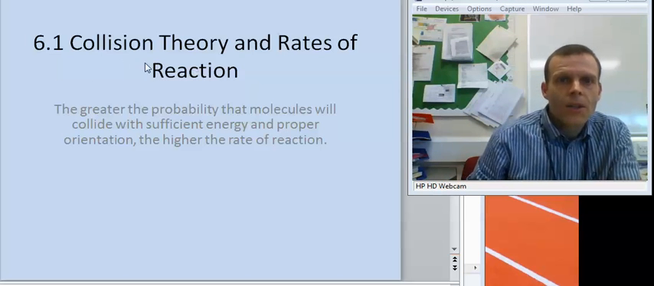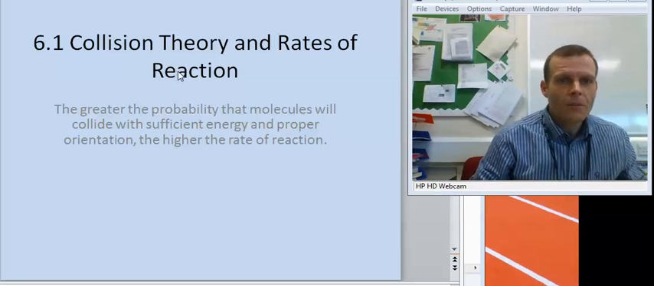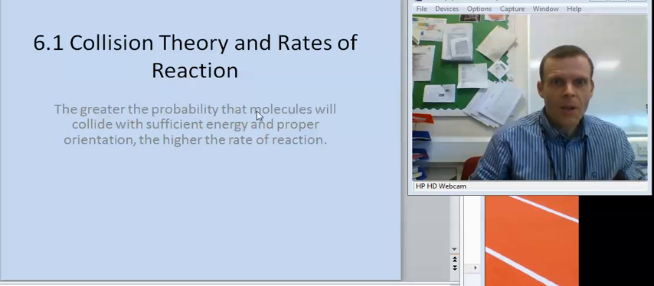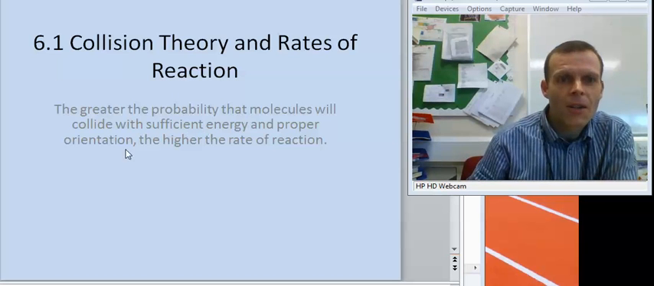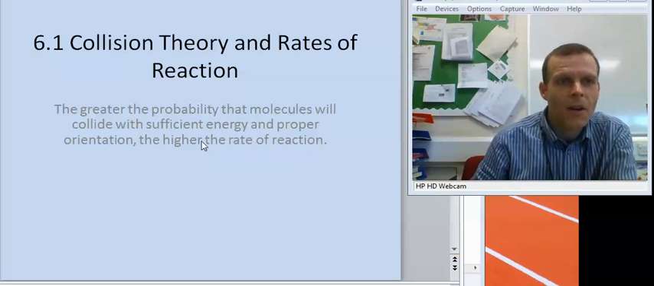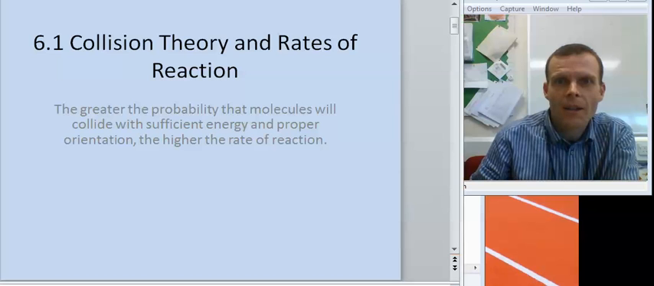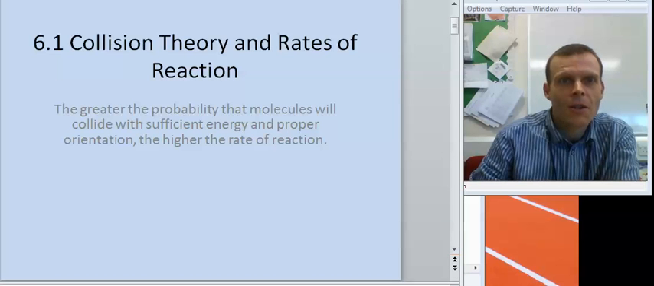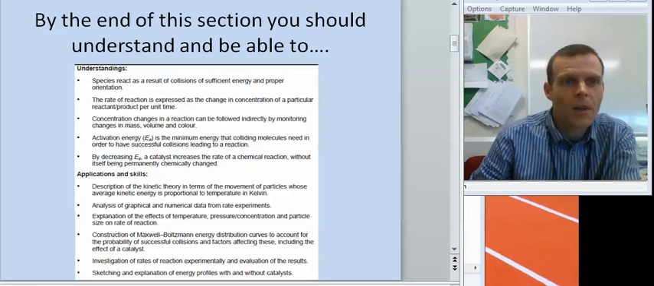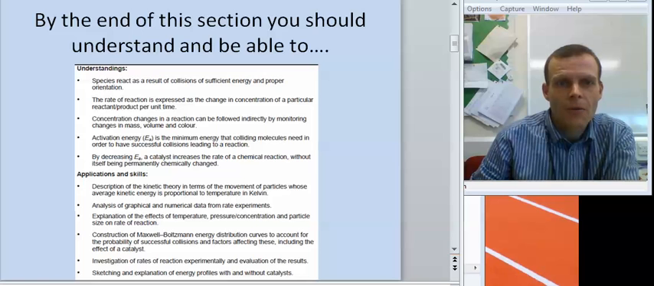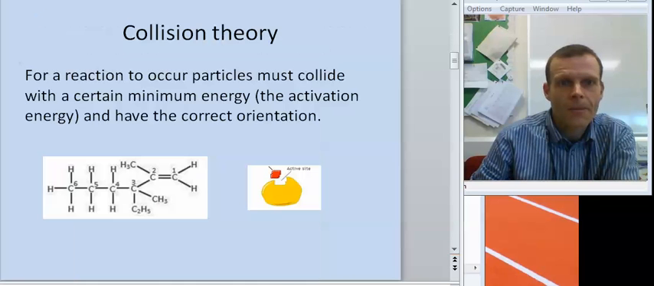Okay, topic 6, collision theory, rates of reaction. The greater the probability that molecules will collide with sufficient energy and proper orientation, the higher the rate of reaction. So we look at some of the things that affect these rates of reaction and how to measure rates of reaction. So this is what we need to be familiar with by the end.